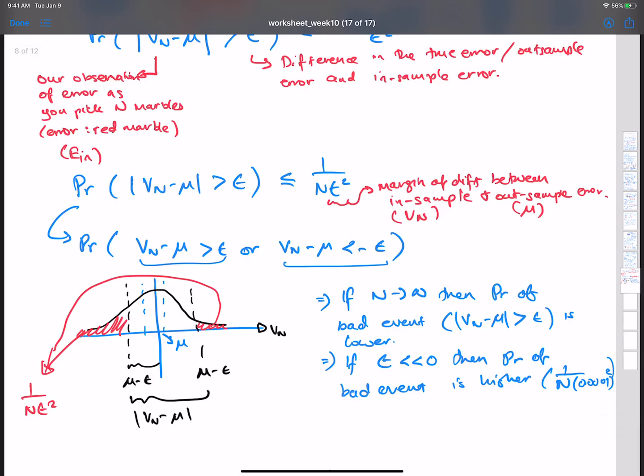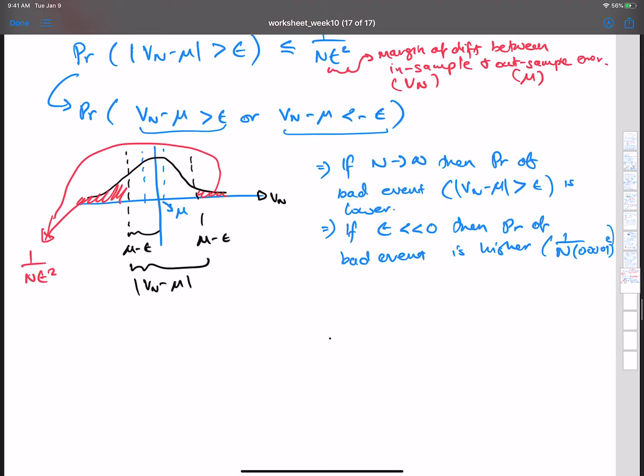If you want to be absolutely sure that your in-sample error is close to the out-of-sample error, then you have to draw lots and lots of samples, which we don't always have in our training set or test set. Then we run into the problem of having a loose gap, a significant gap. But if you have a large number of points and you want a smaller margin, that's possible, because there's a trade-off between the two.